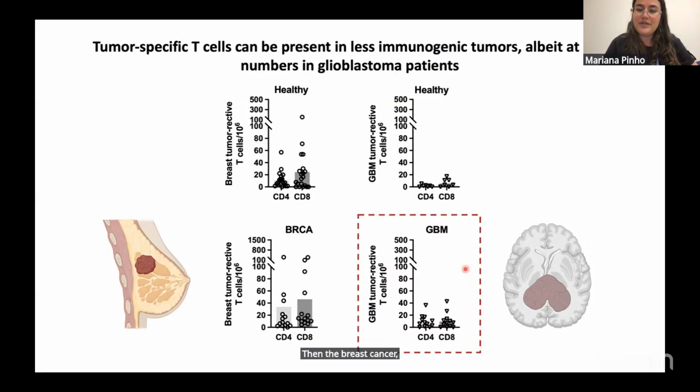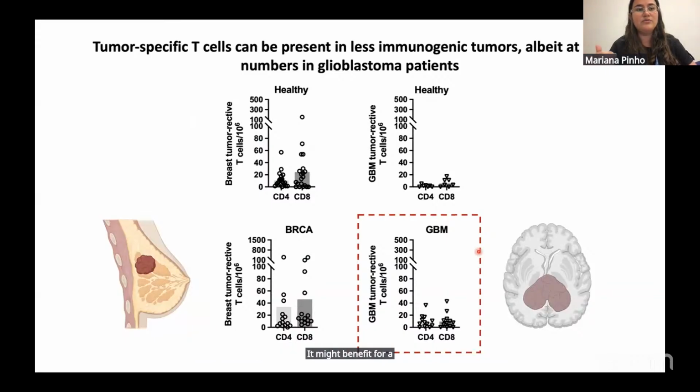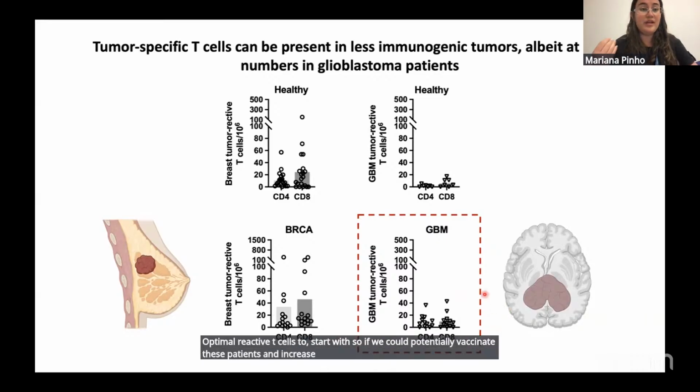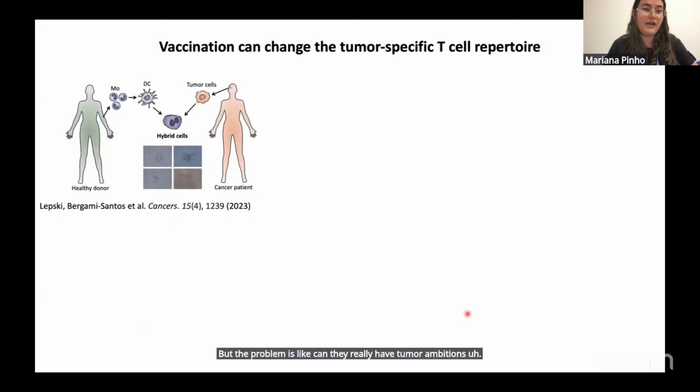So for that kind of patient, we would think that if there is any potential antigen, they might benefit from a vaccination, because they don't really have a lot of tumor-reactive T cells to start with. So if we could potentially vaccinate these patients and increase this number, that would be beneficial for them. But the problem is, can they really have tumor antigens? And do they have this potential?